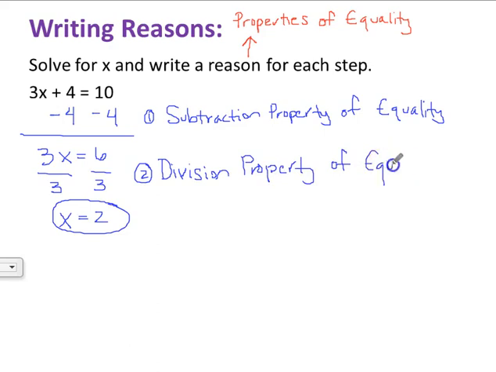So again, this session, we're really just focusing on supplying reasons for each of our steps when we solve equations. And the reasons are those properties of equality. Whatever we do to one side, we have to do to the other. And what did we do to each side? If we subtracted, it's the subtraction property of equality. If we divided each side, it's the division property of equality. And then we also have the addition and multiplicative property of equality as well. So that's what you're going to do this week in Unit 1, Session 5.